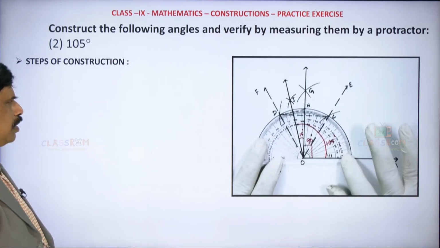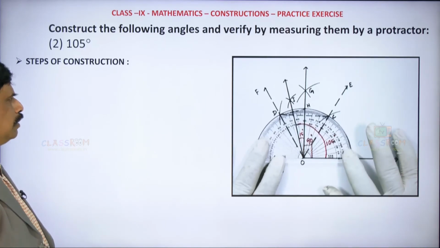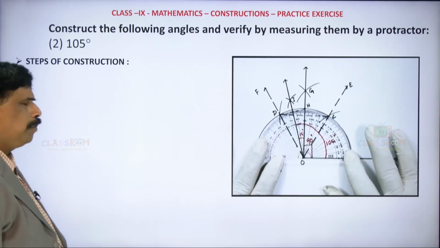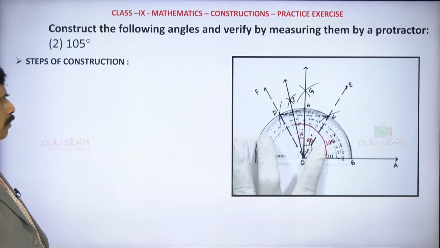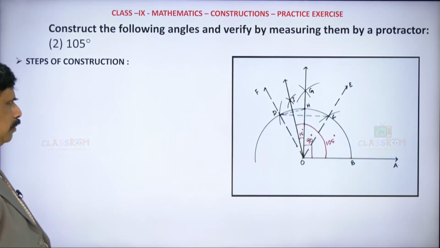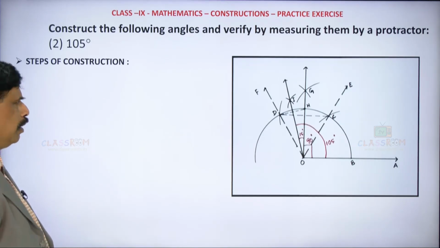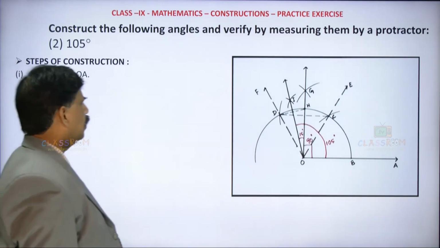We can check the result by using a protractor. 105 perfectly. It is an obtuse angle, children. Clear? We got 105 perfectly. Right? Now see the steps of construction.